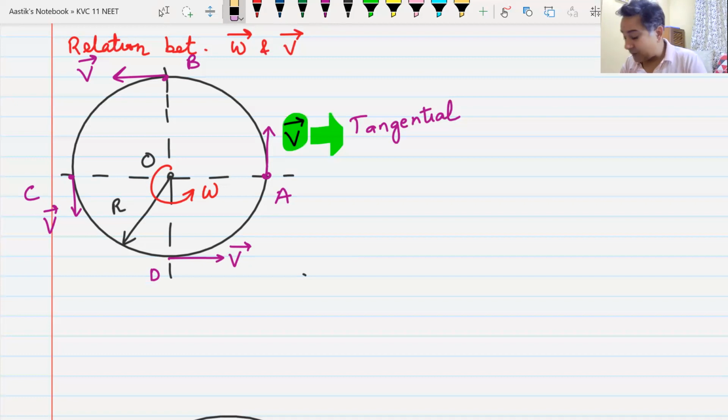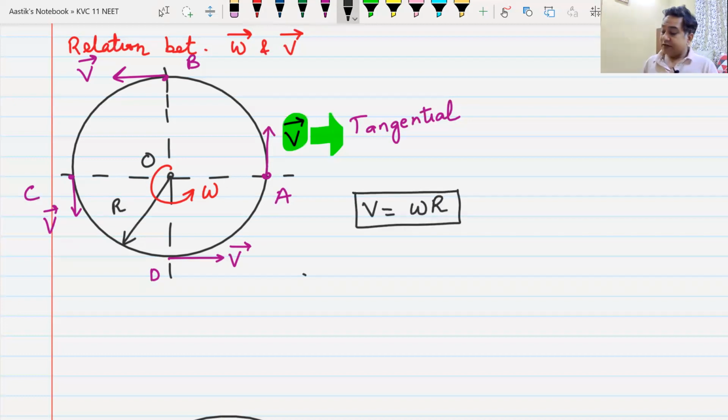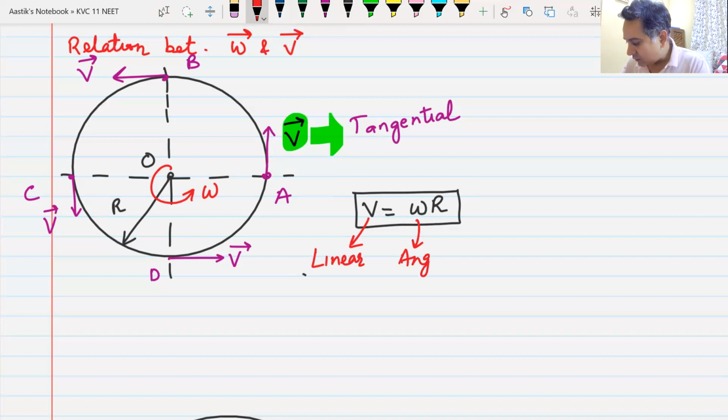Now there is a relation between V and omega. First, we will write the relation in the scalar form. In the scalar form, magnitude form, you can write V is equal to omega R. The magnitude of V is equal to omega multiplied by R, where V is the linear velocity, omega is the angular velocity, and R is the radius of the circle.